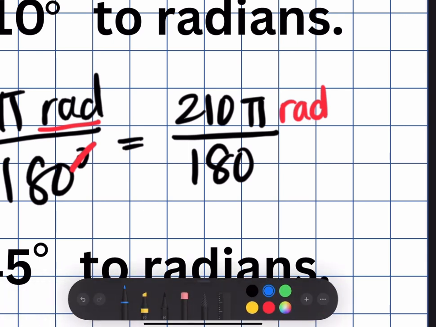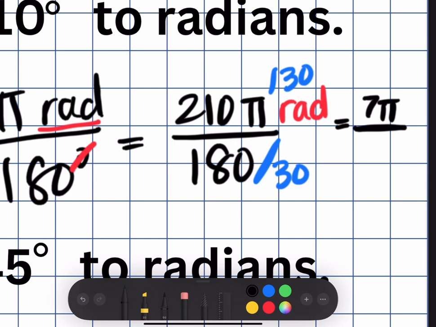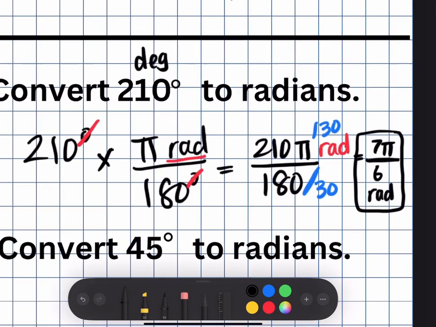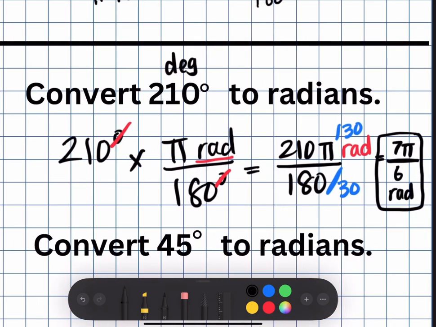So I'm going to go ahead and divide by 30 on the top and the bottom. 210 divided by 30 is going to give me 7 pi, and 180 divided by 30 gives me 6. So my total radians is 7 pi over 6. So 210 degrees is the same as 7 pi over 6.